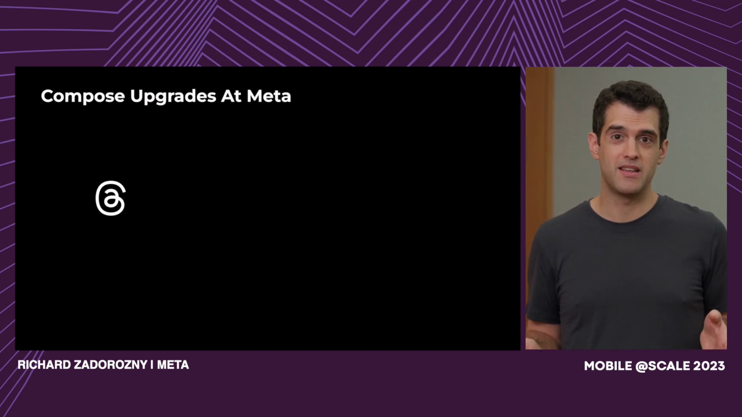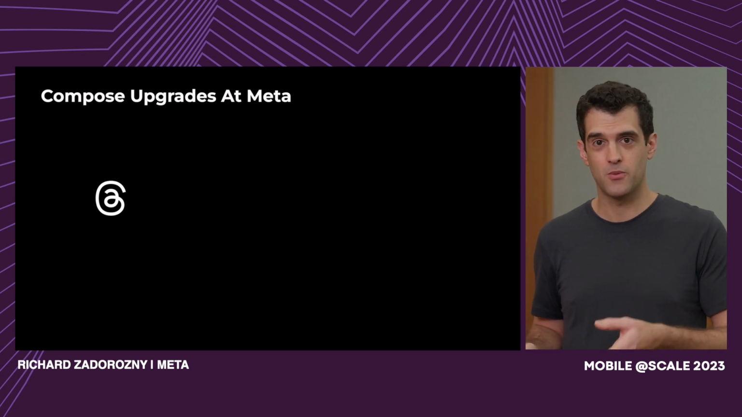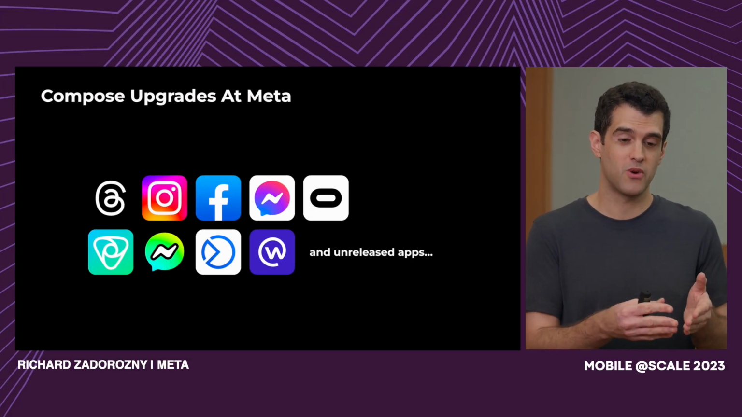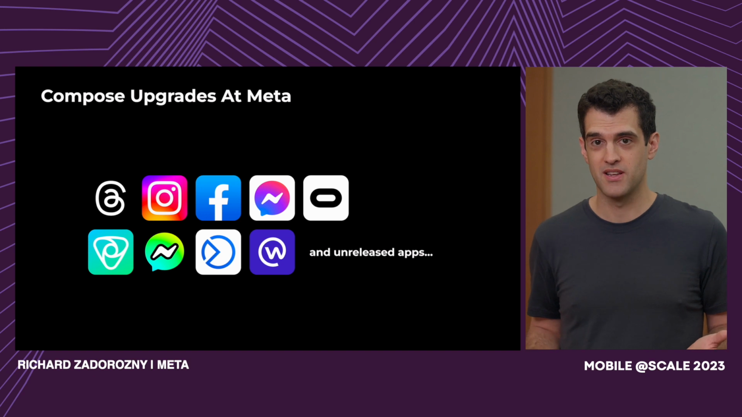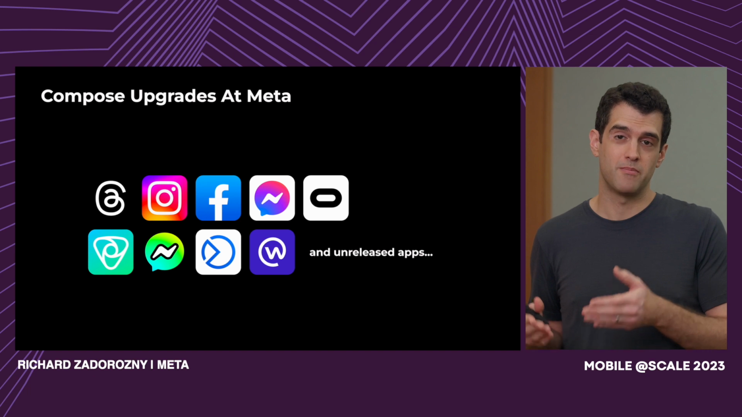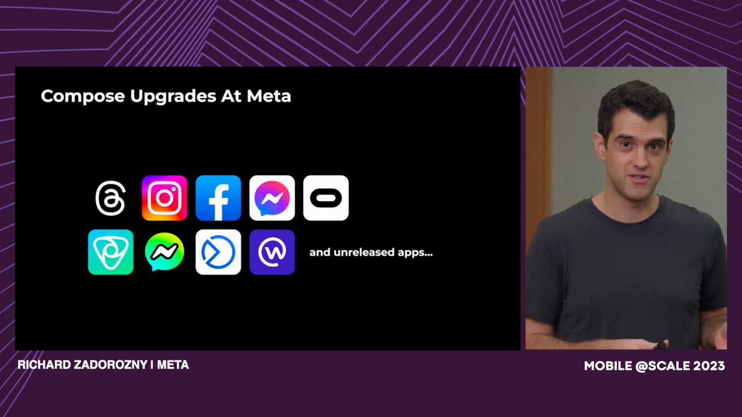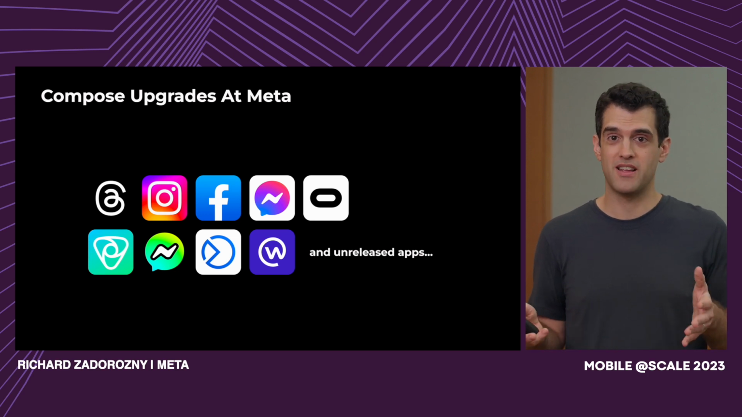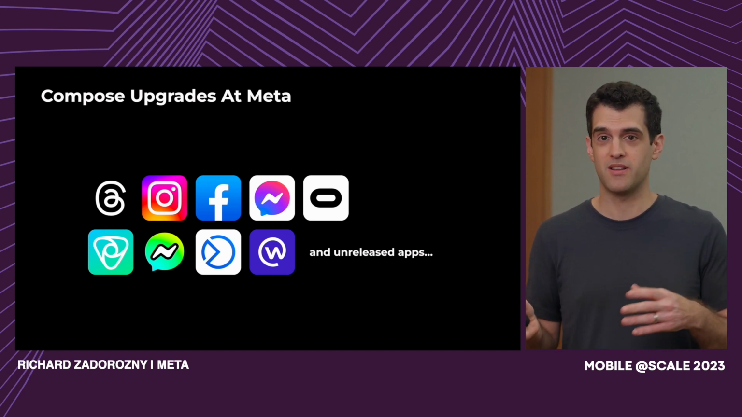And this wouldn't be so bad, except that at Meta, we have a monorepo where we have Instagram, Facebook, Messenger, the Oculus app. Every app we've ever released is there, including ones we're still working on. So if we try to upgrade Compose, we're actually upgrading it for all of these apps. And these apps may not really be using Compose yet, but Compose depends on Jetpack libraries, which may or may not depend on Kotlin upgrades.